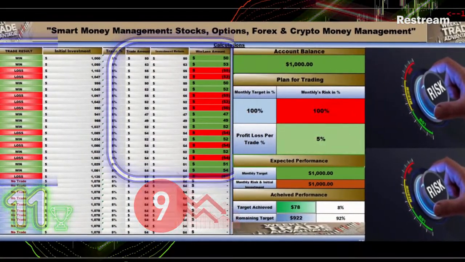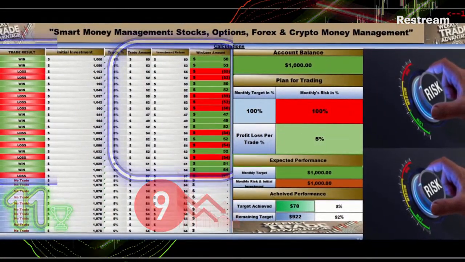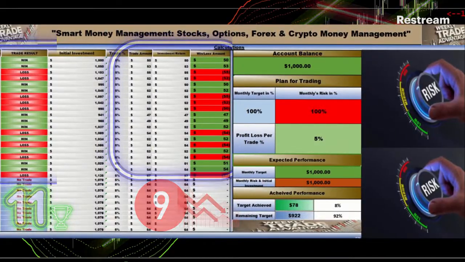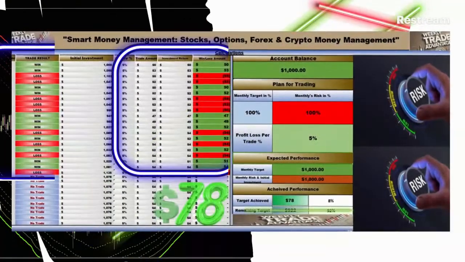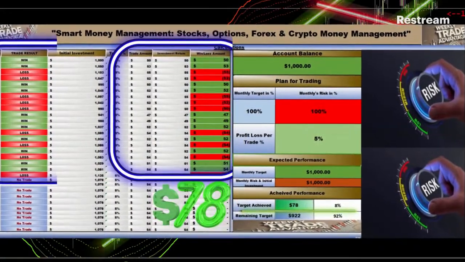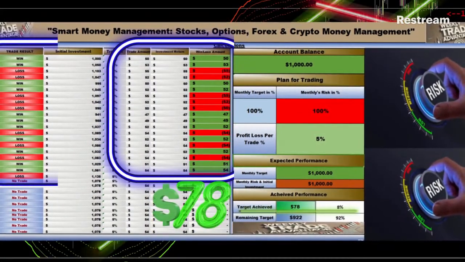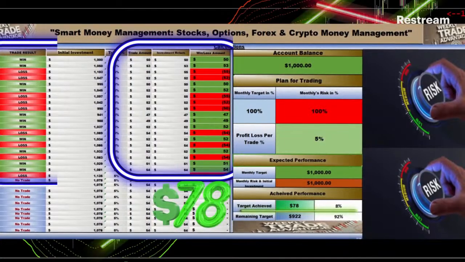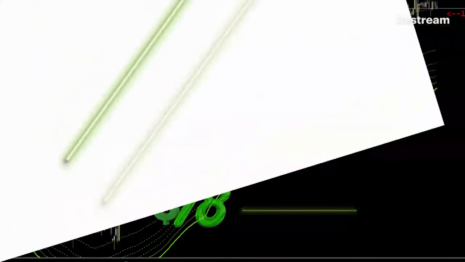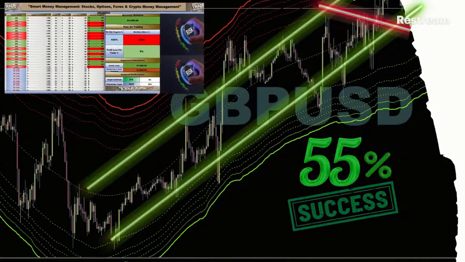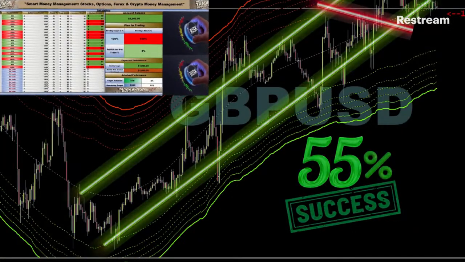Out of those, 11 were winners and 9 were losses. The final results ended in a profit despite losses. At the end of 20 trades, I walked away with $78 in profits. That's the power of smart money management. Even with a modest 55% win rate, I still came out ahead.